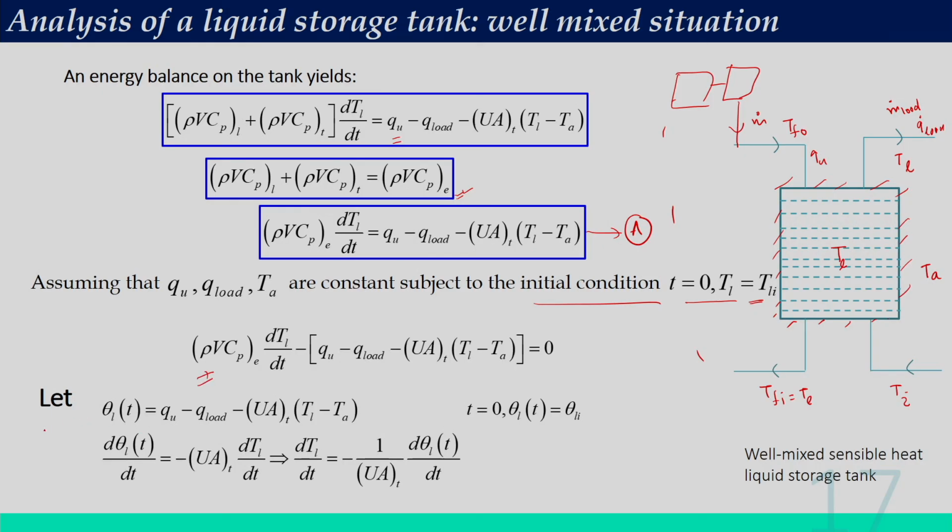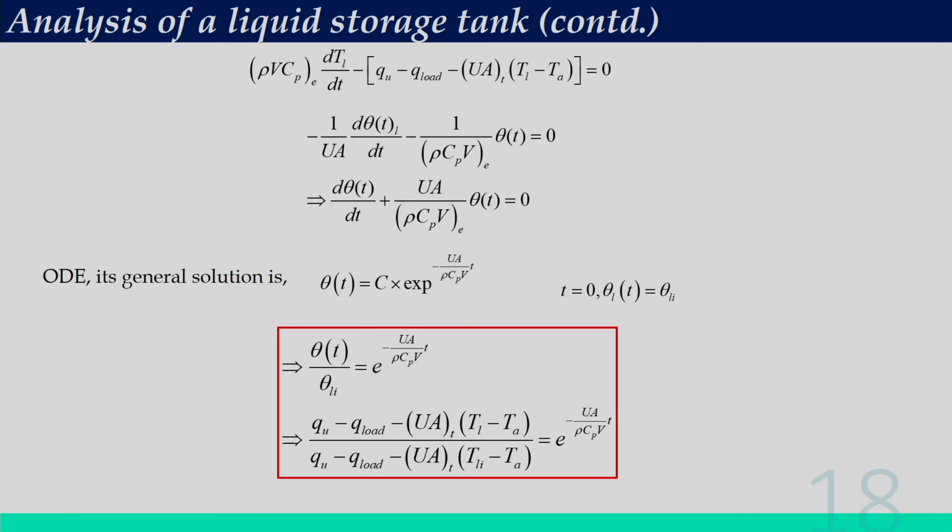And if we define a term theta L, which is nothing but QU minus Q load minus UA multiplied by TL minus Ta, and we use the initial condition at t equal to 0, theta L is equal to theta LI, then if we differentiate this equation with respect to time, we will get this kind of expression, right. Now what we will do, we will substitute this dTL by dt in equation A. Then let us see how we can get the solution of this ODE, okay.